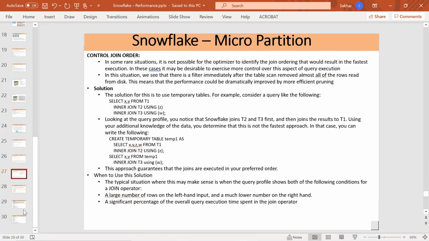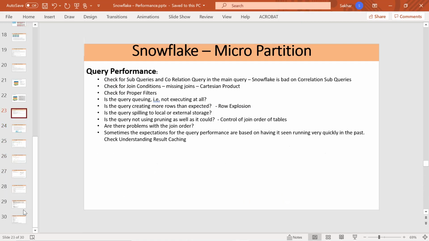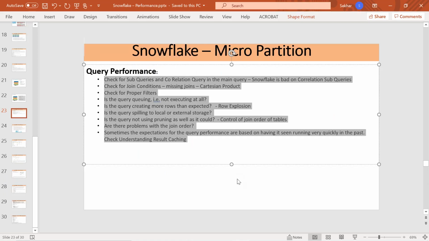Okay. I think I have pretty much covered everything. So you have this slide deck handy, and you can say this is what I'm going to do. I'll look for subqueries, correlated queries. I look for the join conditions, proper join conditions, whether anything is missing or not. Look for the proper filter. Was the query running fine previously? Is it taking a lot of time? I look into the load monitoring graph of the warehouse and see if any queuing is happening.